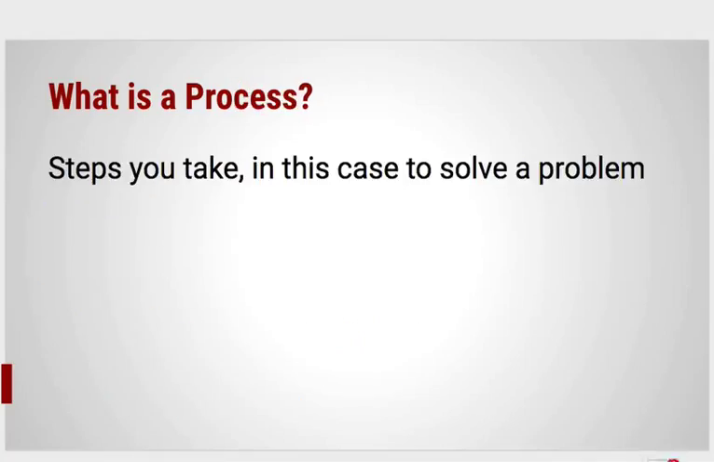A process is a series of steps that you take, in this case, to solve a problem. A problem, again, is something that doesn't work right. It's not sorted out all the way. The goal is to sort it out. There's something that you want to make work better. The steps you take to go from not working to working, or not sorted out very well to sorted out better, is the process.